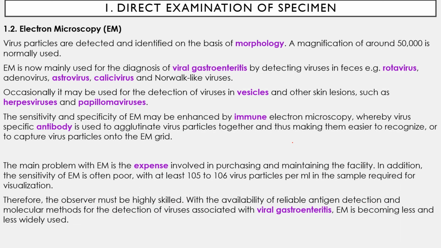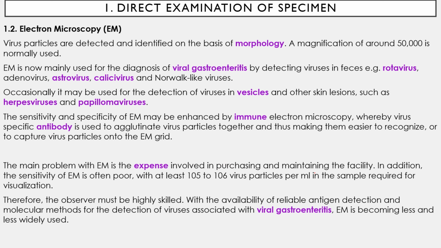The sensitivity and specificity of EM may be enhanced, class, by immune electron microscopy, whereby virus-specific antibody is used to agglutinate virus particles together, thus making them easier to recognize, or to capture virus particles onto the EM grid. The main problem with EM, class, is that it's very expensive. You will spend millions if you want to buy an EM.